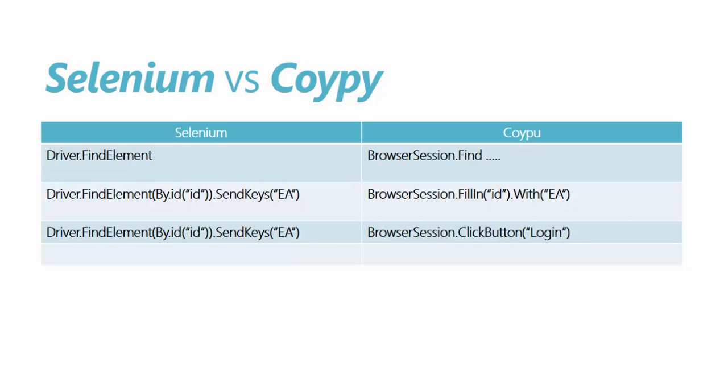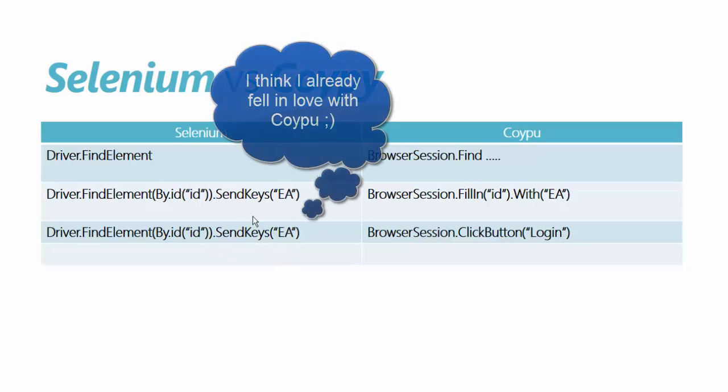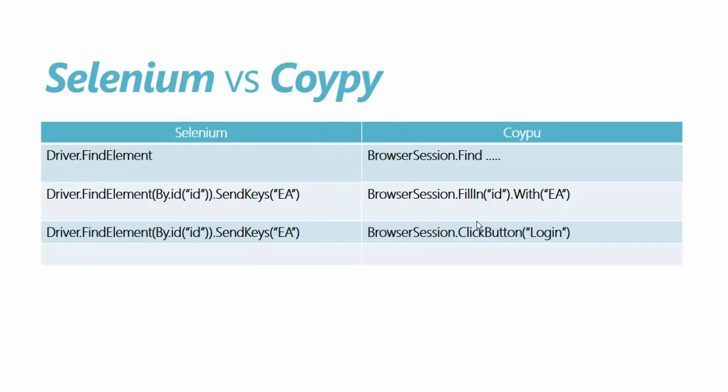Similarly, for clicking a button, we would do a click method. I didn't change this text here in this slide, so just bear with me. It is not send keys, it is click. Whereas in Coypu, it is browser session dot click button. That simple it is. So let's start working with it, and then you'll understand the major difference between Selenium and Coypu and how easy it is once you start working with it. For that, I'm going to flip to Visual Studio.